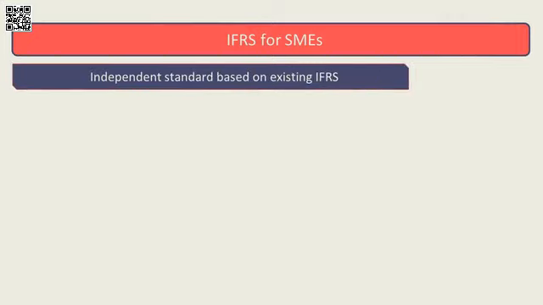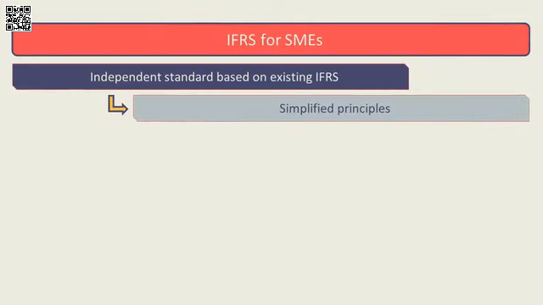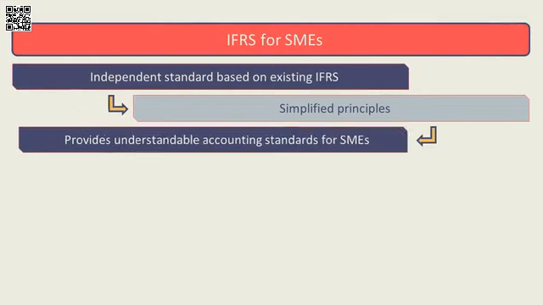IFRS for SMEs is an independent standard which incorporates the accounting principles based on the existing IFRS. These principles have been simplified to suit SMEs and their information needs. The reason IFRS for SMEs was introduced in 2009 was to produce a framework for SMEs that generates relevant, reliable, and useful information, which should provide a high quality and understandable set of accounting standards suitable for SMEs.